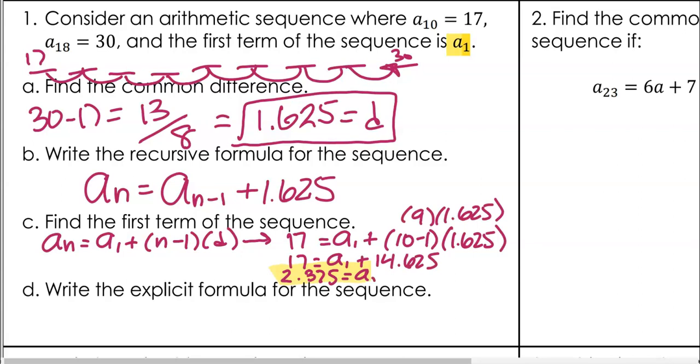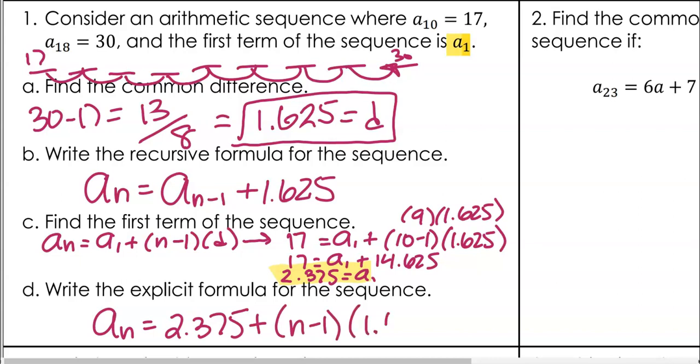All right, so now we're going to write the explicit formula because now I can, because I have the first term. So to find any term in the sequence, I need my first term, which now I know is 2.375. We're going to add to that whatever term we're looking for minus 1, and we're going to multiply it by the difference of 1.625. So in order to write the explicit formula, you have to know your first term and you have to know your difference, because then you can find anything along the sequence.